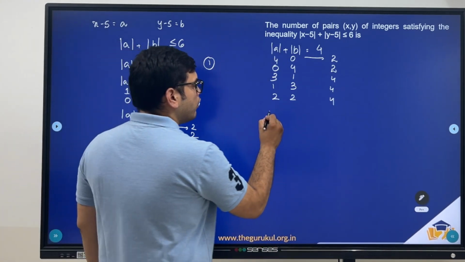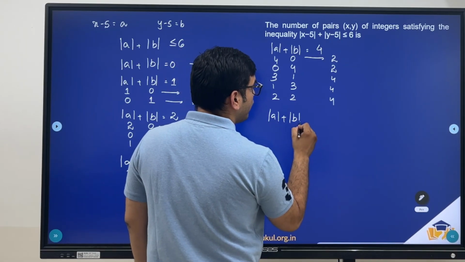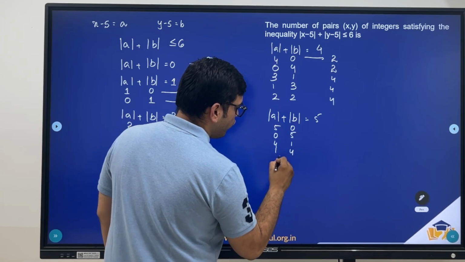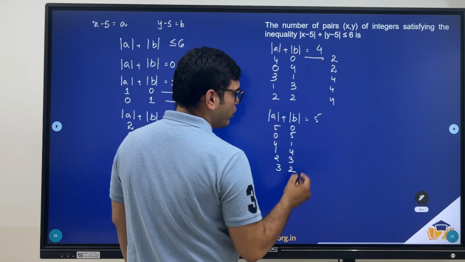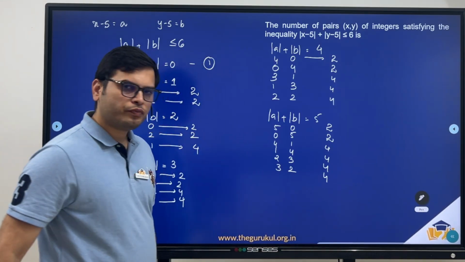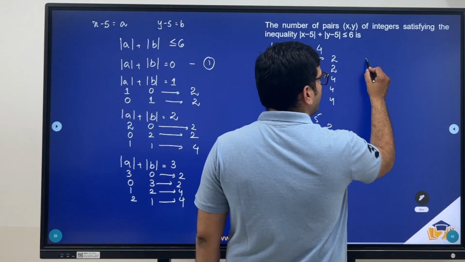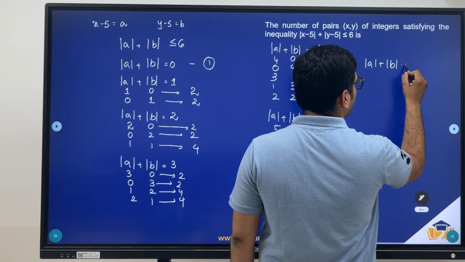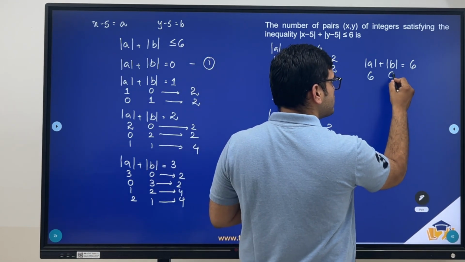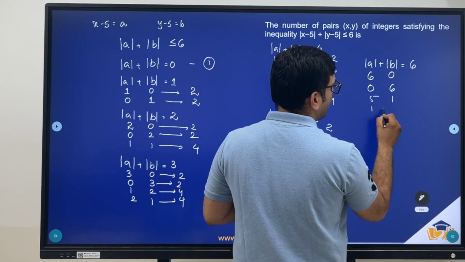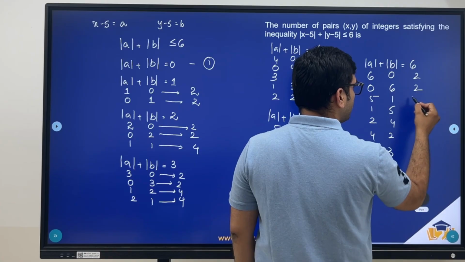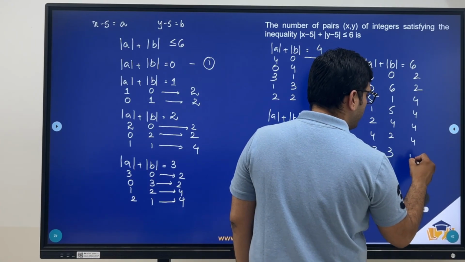Right? Now mod A plus mod B is equal to 5. 5 0, 0 5, 4 1, 1 4, 2 3, 3 2. Right? So 2 here, 4, 4, 4 and 4. Right? And last, mod A plus mod B is equal to 6. Right. Now 6 can be written as 6 plus 0, 0 6, 5 1, 1 5, 2 4, 4 2, 3 3. So 2 here, 4, 4, 4, 4 and 4.